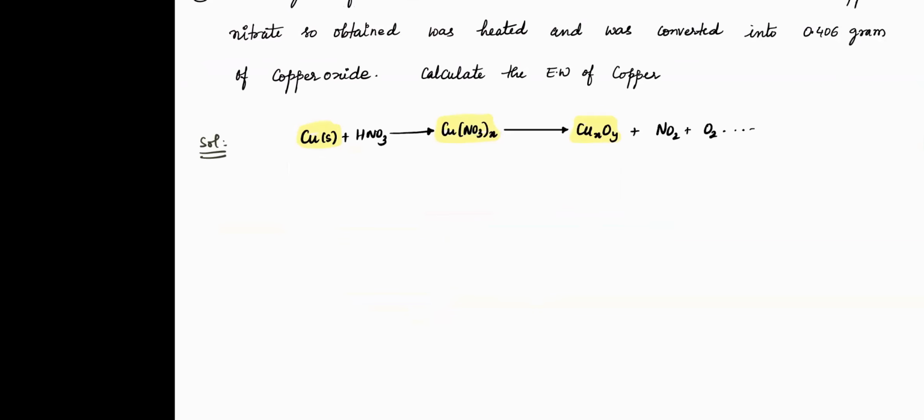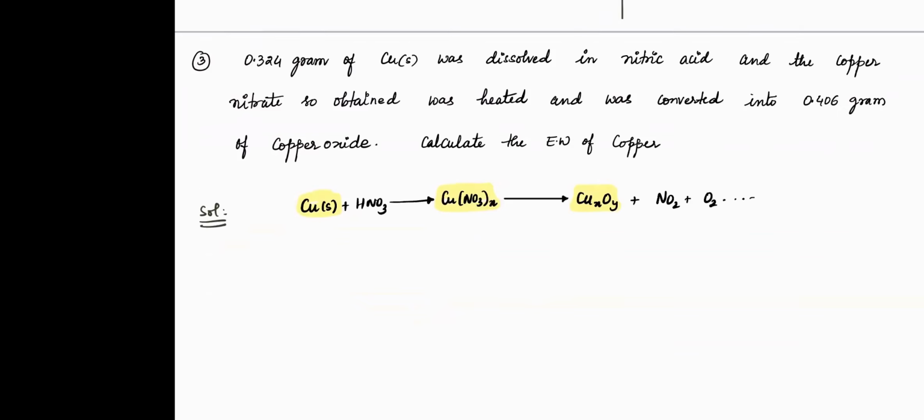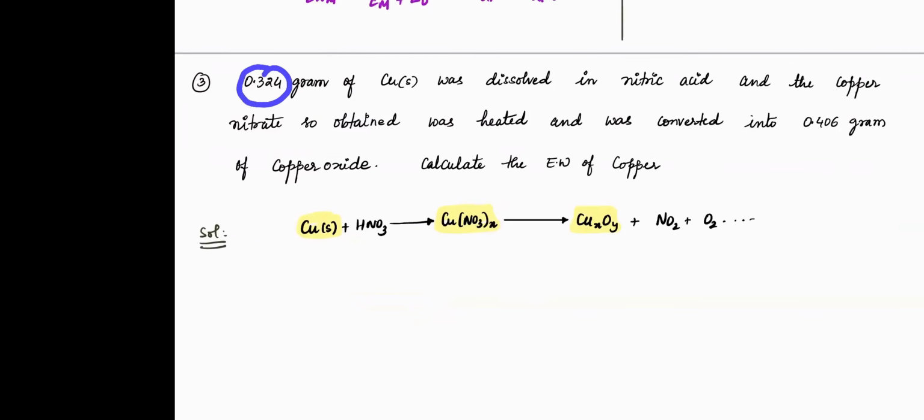So now, what will you relate here? Depending upon the data, what is the data given? See, 0.324 grams of copper. That means the data of the copper is given. Similarly, the data of the metal oxide, that is, copper oxide, is given. But for the nitrate or anything else in between, that is not given. But is it necessary? No.